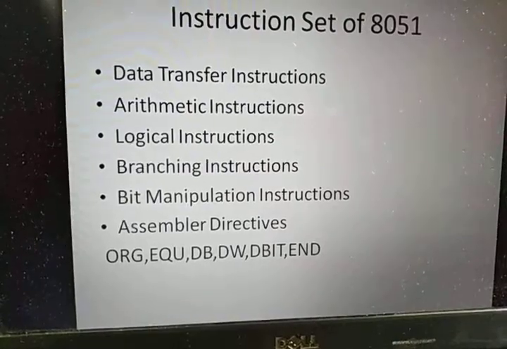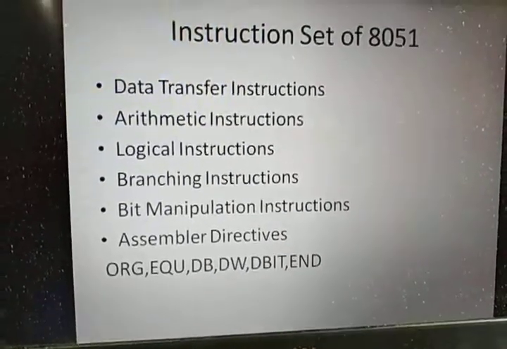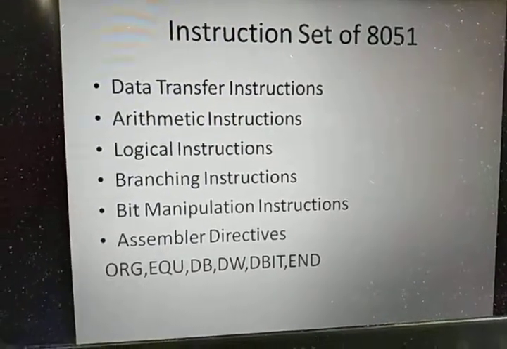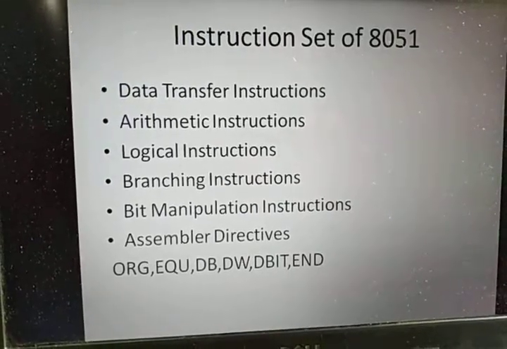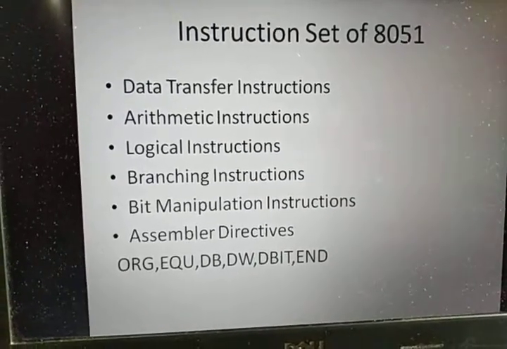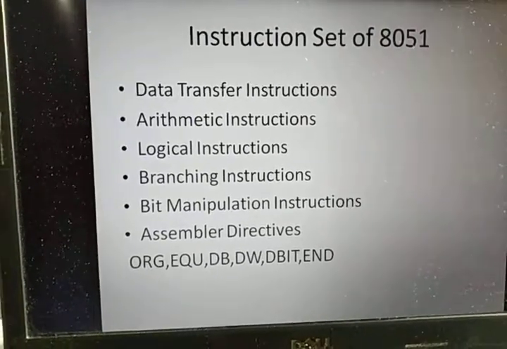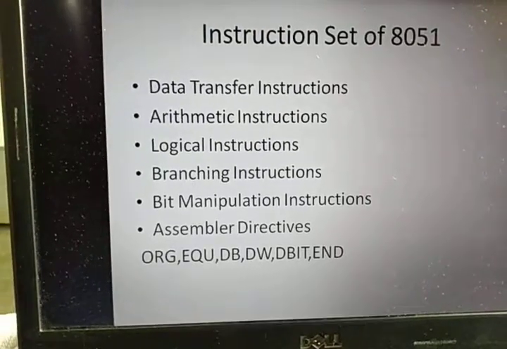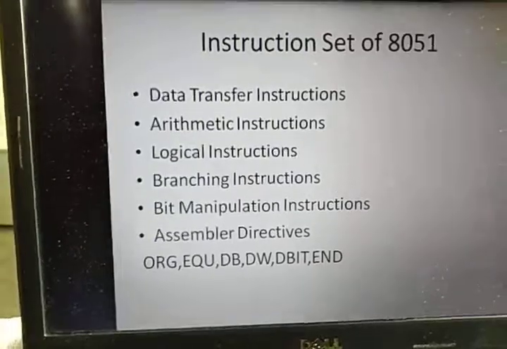And coming to the assembler directives, some of the assembler directives available in 8051 microcontroller are given. One is origin, which gives the beginning address. Next one is equate, then define byte, define word, define bit, and end. All these things you know from microprocessor itself. Only the new one is define bit, DBIT, which is used to define a value for individual bits.